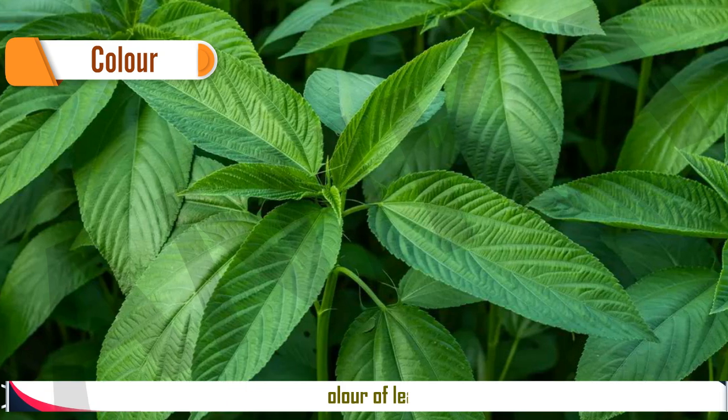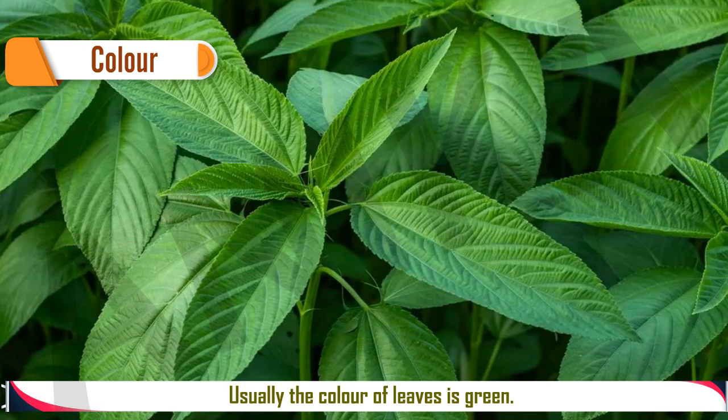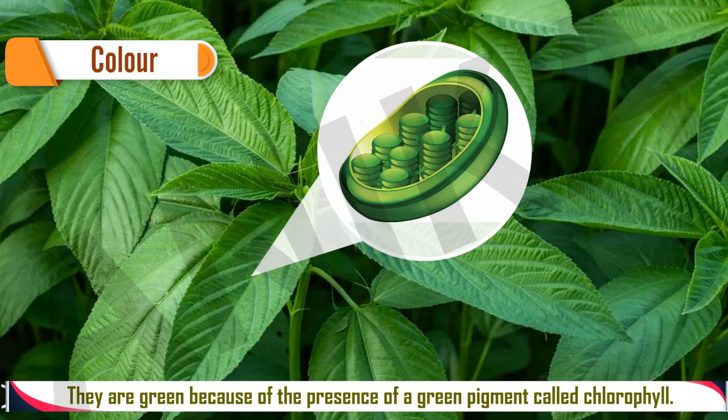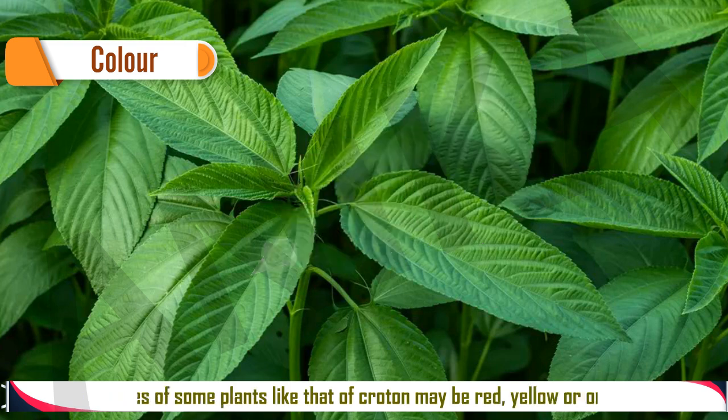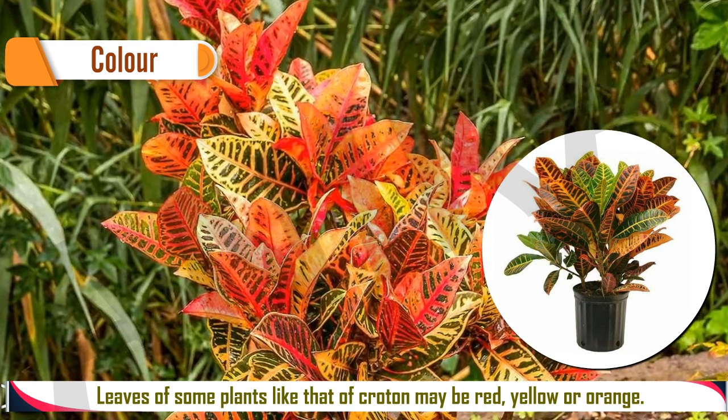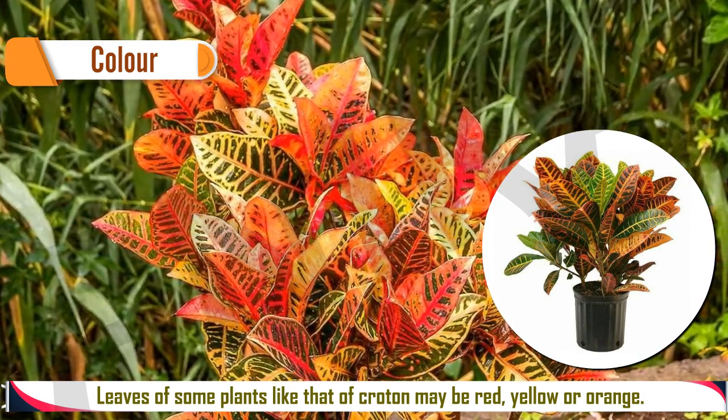Color. Usually, the color of leaves is green. They are green because of the presence of a green pigment called chlorophyll. Leaves of some plants like that of croton may be red, yellow or orange.